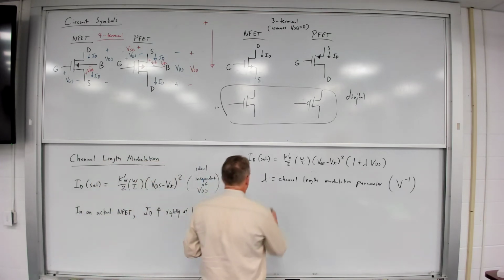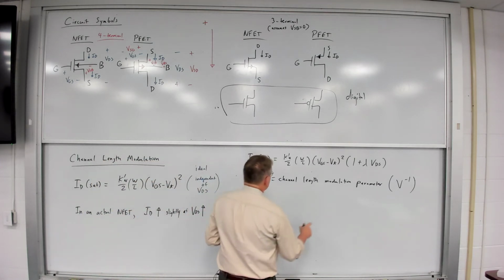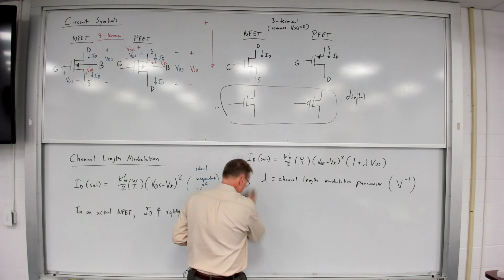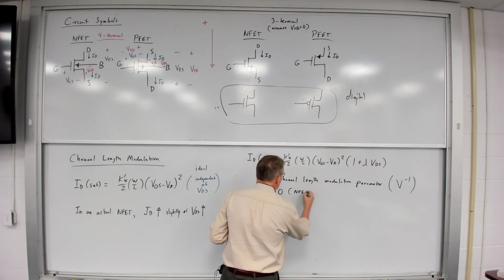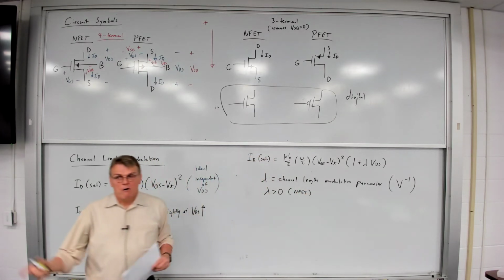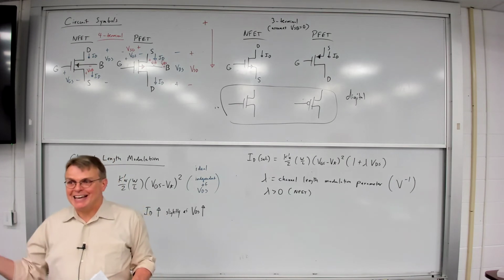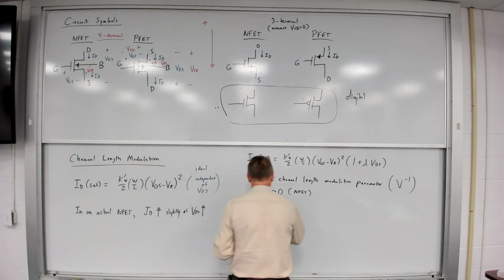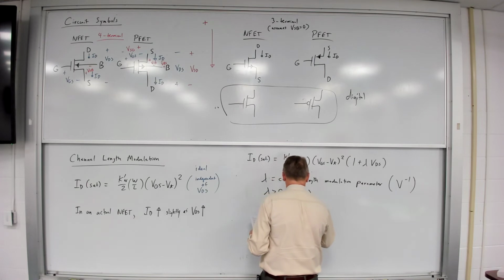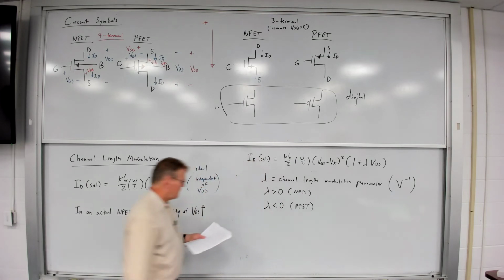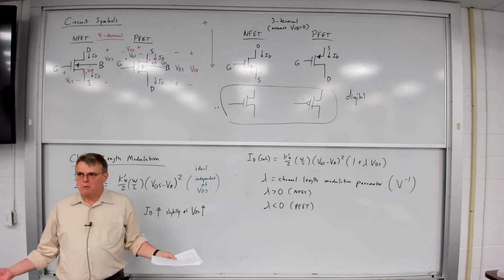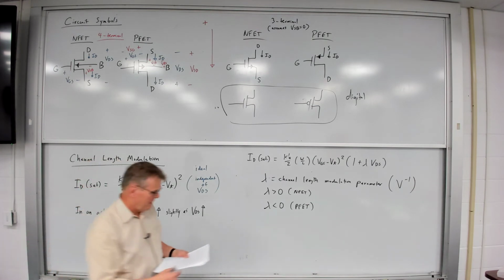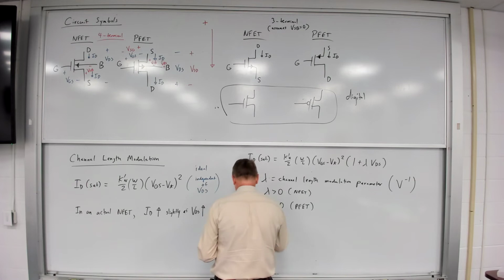Now for PFET, well, actually I should say, first of all, for an NFET, lambda should be greater than 0. For a PFET, lambda is going to be less than 0. So in this case, once again, because the book likes to use positive numbers, we're going to use the absolute magnitude.